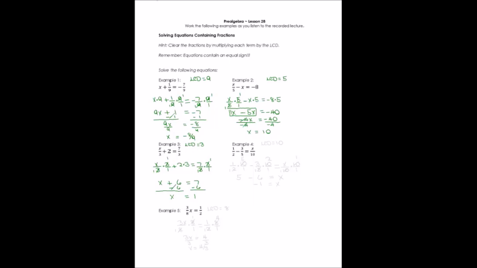Example number 4 has 3 fractions again, denominators of 2, 5, and 10. With a little thought, you'll probably see that the least common denominator for these 3 fractions is 10. Let's multiply all the terms in the equation by 10. We only have 3 terms in this equation, so we're going to say 1/2 times 10. Written as a fraction, it's 10 over 1. Then we say minus 3/5 times 10 over 1 again, because it's another fraction. And that's equal to x over 10 times 10, written as a fraction again.